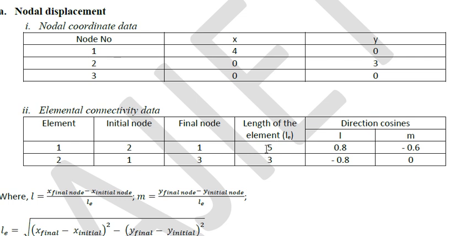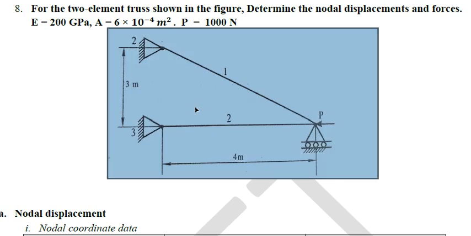That's all. Okay, the length of element 1 is 5. How is it 5? Here, the length of element 2 is 4. That can be easily identified.